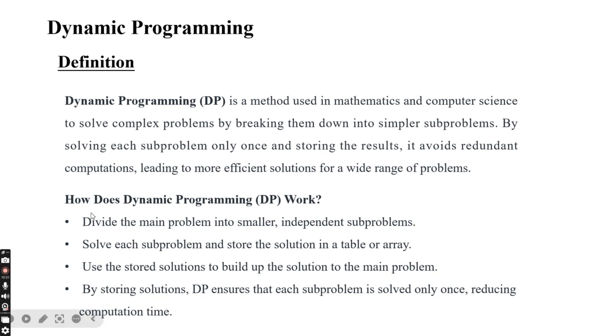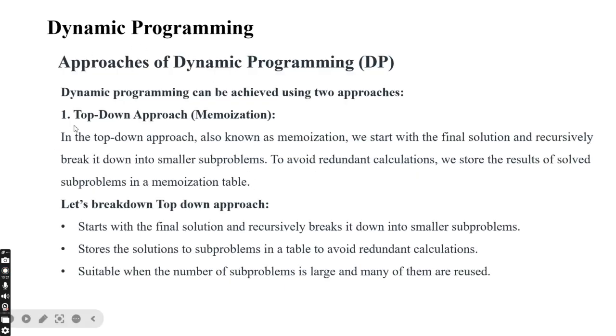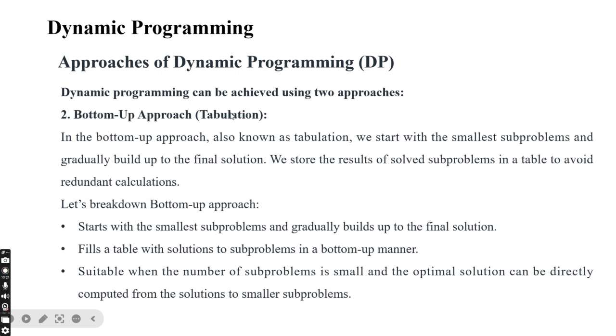Then how does dynamic programming work? You know all the steps. Step 1, divide into sub-problems. Step 2, solve each sub-problem. Step 3, store the solutions. Step 4, since each sub-problem is solved only once, the computational time and redundancy are reduced. We have seen the example of the Fibonacci series. And what are the approaches? The top-down approach and the bottom-up approach.